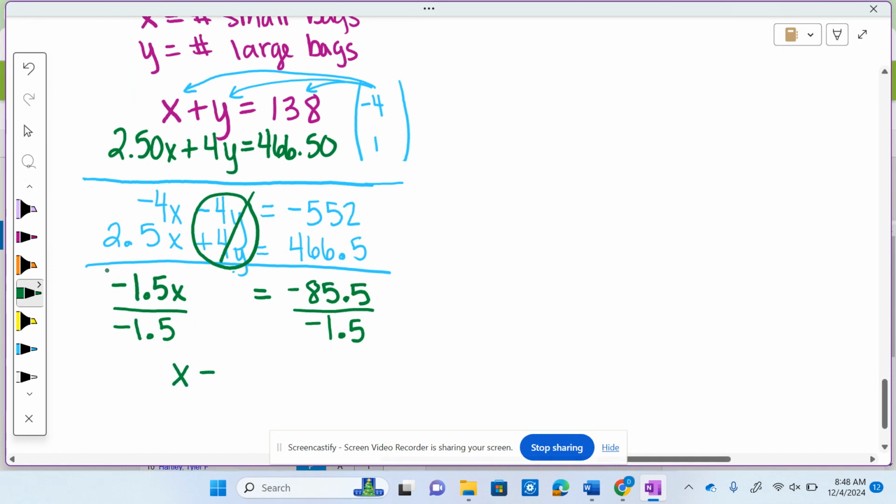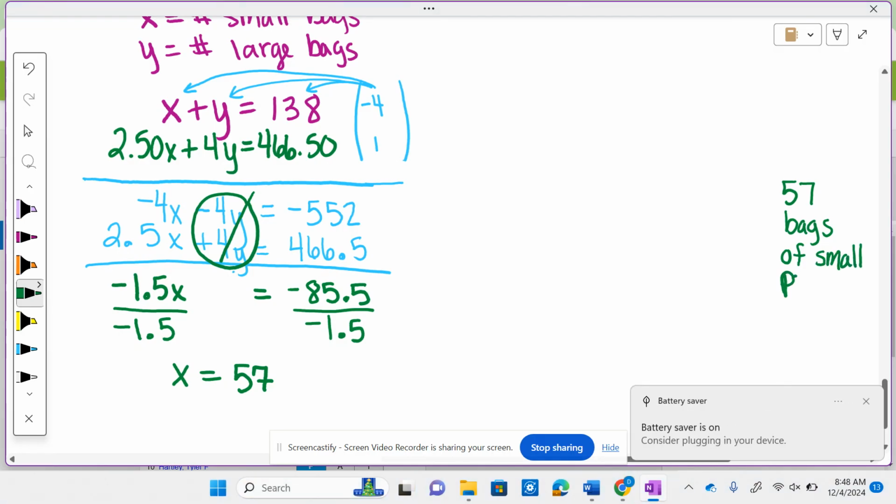So x equals, well, I know a negative divided by a negative is a positive. Positive 57. Okay, that means that we sold 57 bags of small popcorn. Let's figure out how many bags of large popcorn we sold. How are we going to do that?